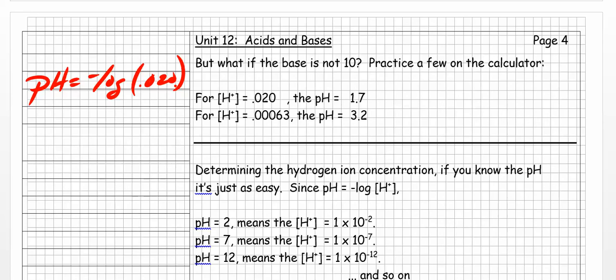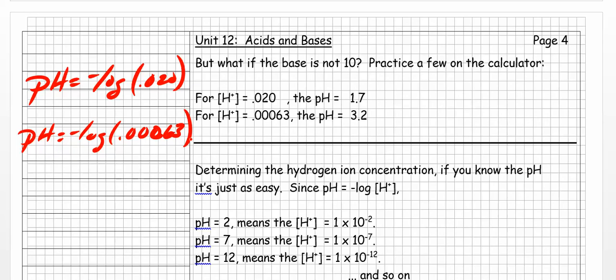Now, what if the hydrogen ion concentration is 0.00063? So I'm going to say pH is equal to minus the logarithm of 0.00063, just like that. So I'll plug that in the calculator, minus the log of 0.00063, close the parentheses, and here's what I get this time, 3.200. There's numbers after the 2, but I'm just going to round it off to 3.2, okay? So that's it. That's all you've got to do.